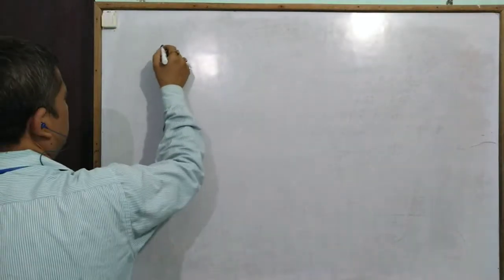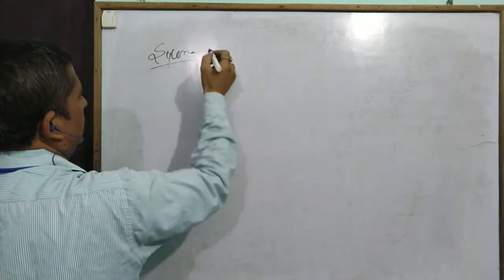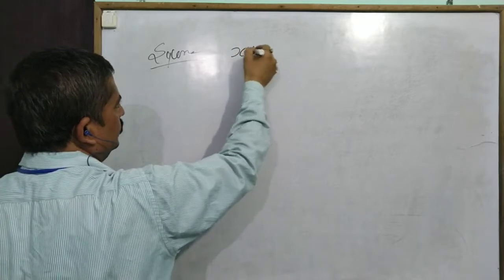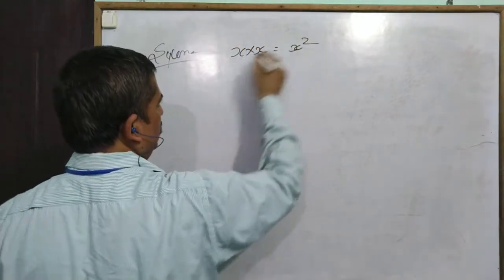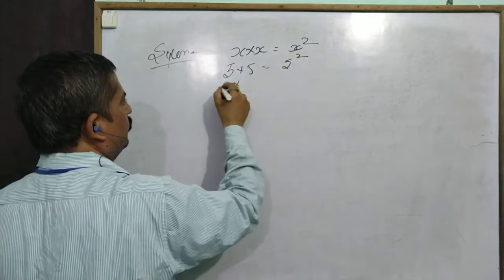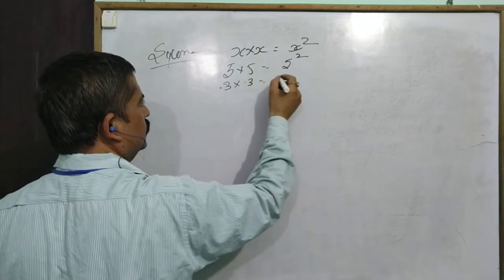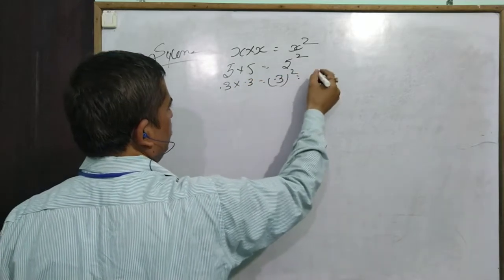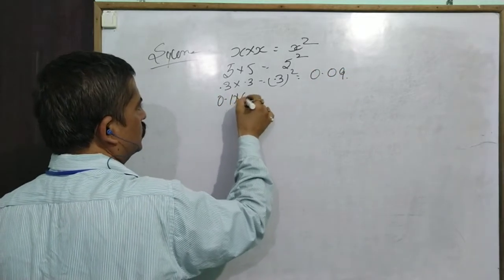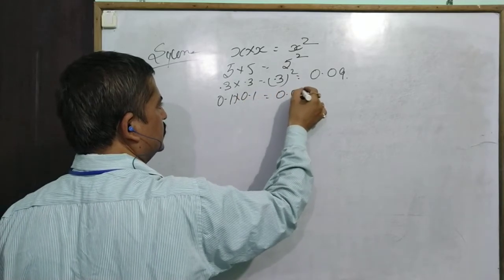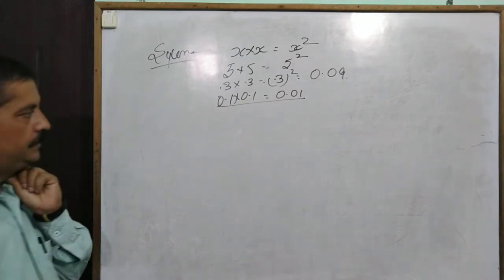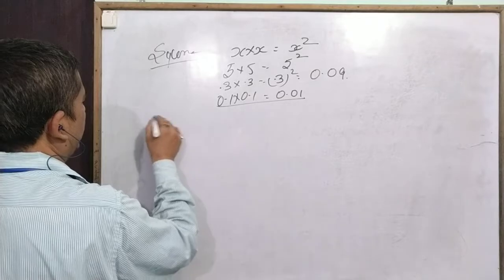So a square means multiple of the same number, meaning x into x is equal to x square. 5 into 5 is equal to 5 square. 0.3 into 0.3 is equal to 0.3 square, which is 0.09, because 1 into 0.1 equals 0.01. Then square root.